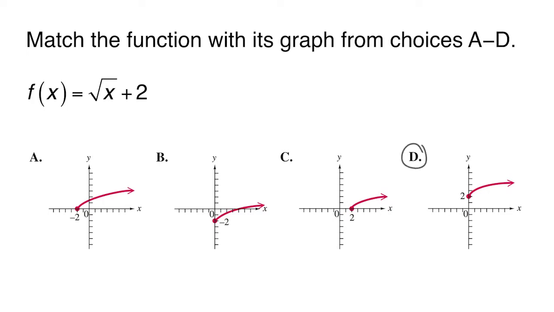For a quick check, we can substitute 0 in for x in the function and see that f(0) is 2, which is a point that is contained on this graph.